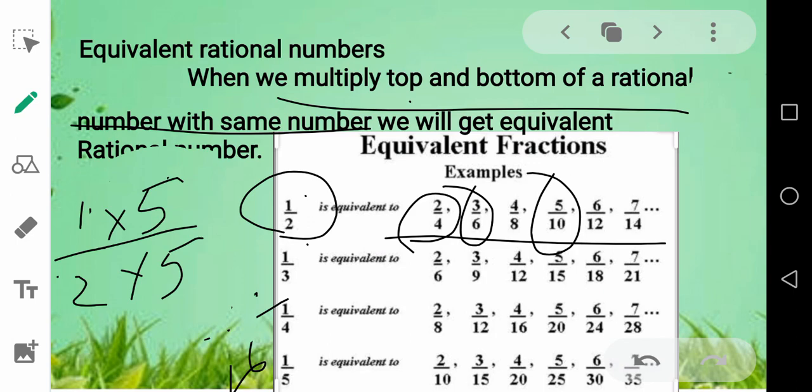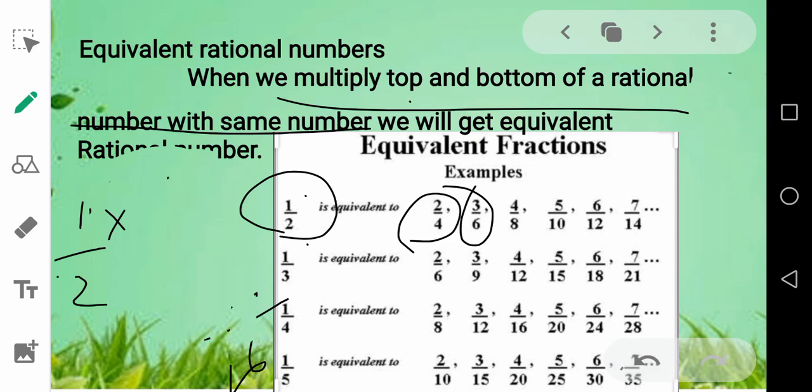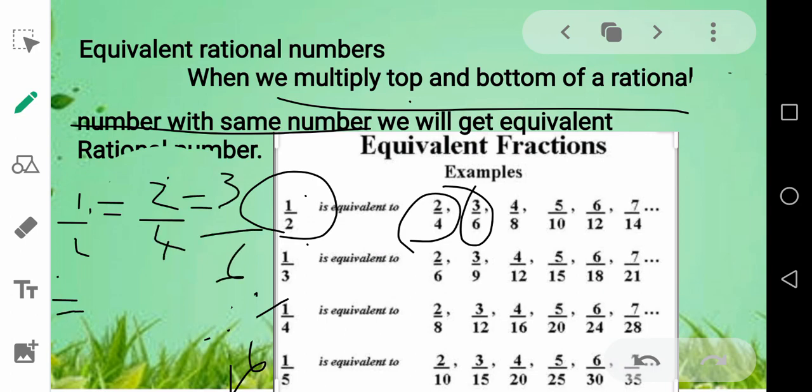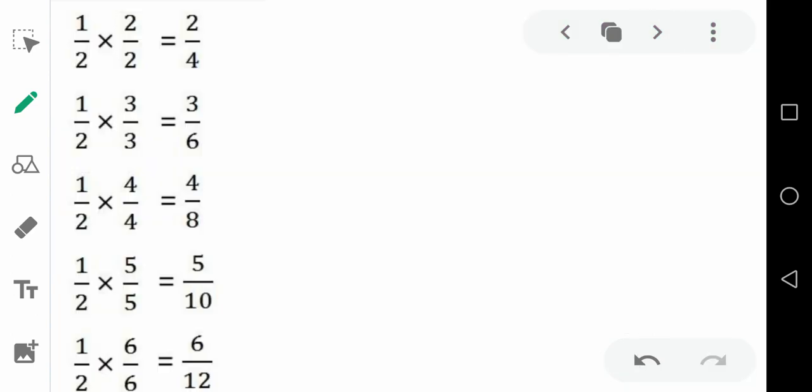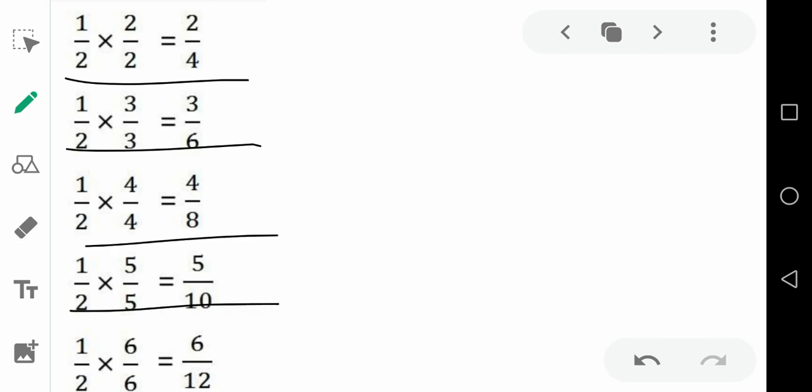So how will you write this? Equivalent means you have to use the equal to sign. So 1 by 2 is equal to 2 by 4 is equal to 3 by 6 is equal to 4 by 8. So that means these all are equal. Okay. So this is what equivalent fractions are. So here we can see 1 by 2, 2 by 4, 3 by 6, 4 by 8, 5 by 10, 6 by 12. So these are equivalent fractions.